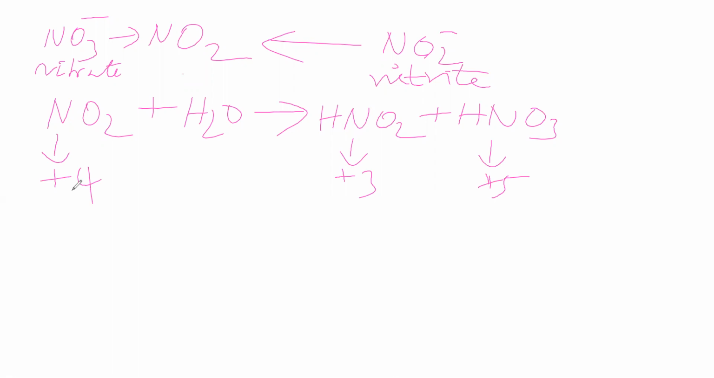Plus 4 converting into plus 5 is called oxidation. Plus 4 converting into plus 3 is called reduction. So reduction and oxidation both take place simultaneously. Therefore it is a disproportionation reaction. Why? Because the same substance undergoes reduction as well as oxidation. That means nitrogen of NO2 undergoes reduction as well as oxidation.